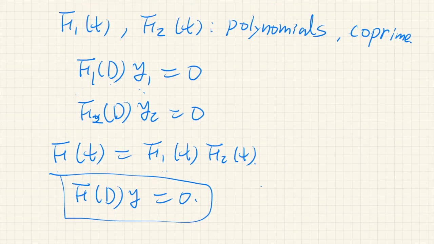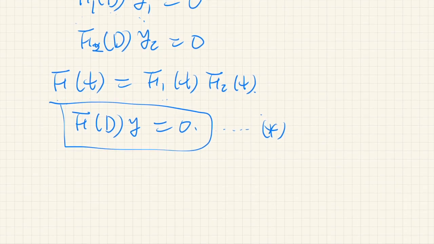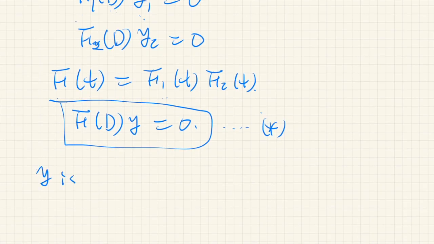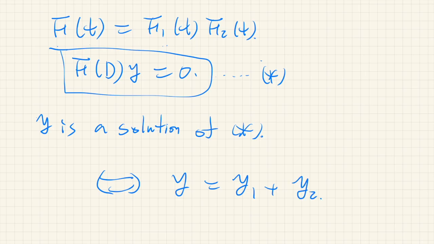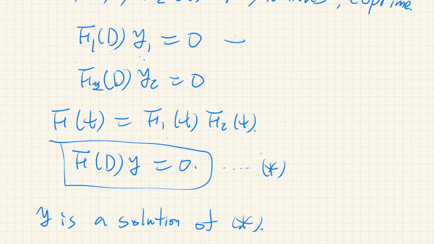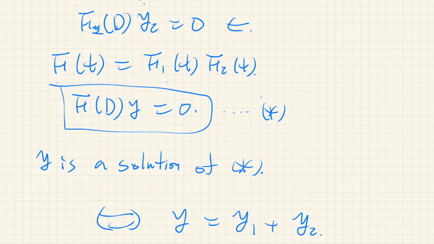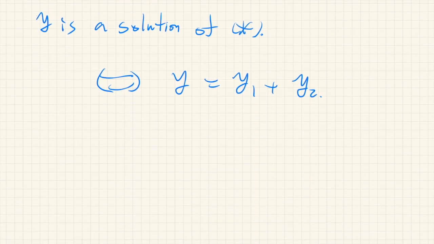All right, now here is the theorem. Let's say this is star, and y is a solution of this differential equation if and only if y is the sum of y1 and y2, where y1 is the solution of this and y2 is the solution of this. Okay, let's prove this.